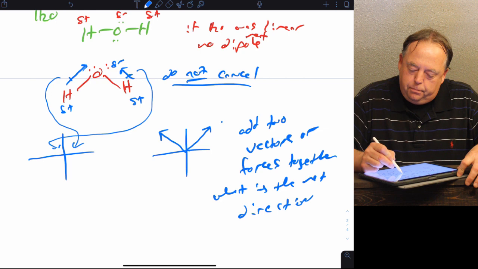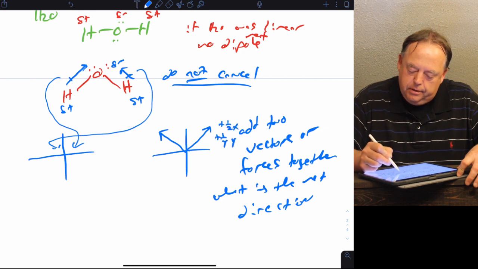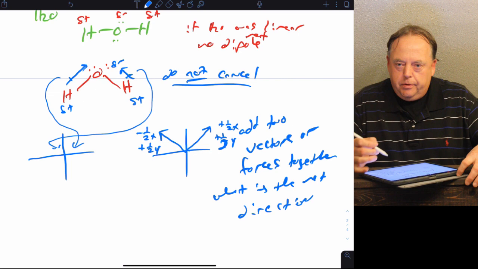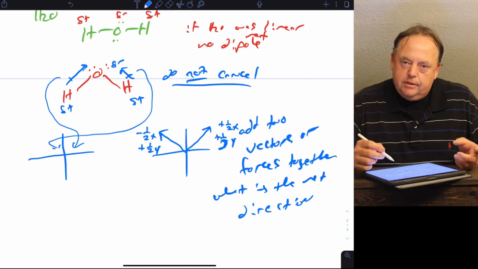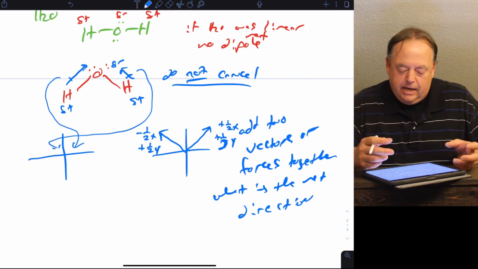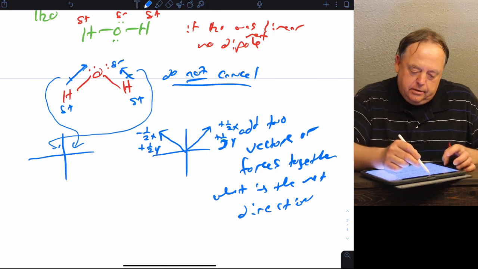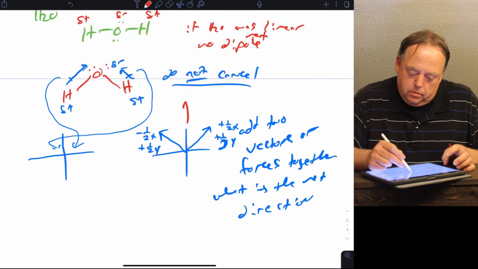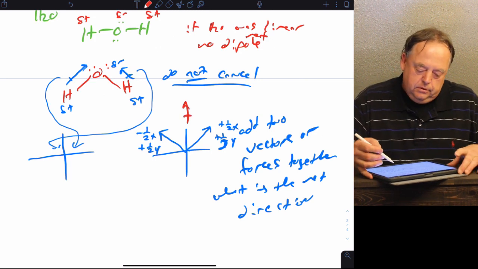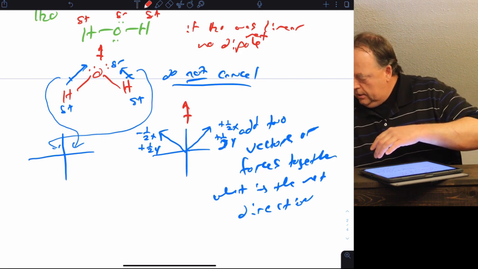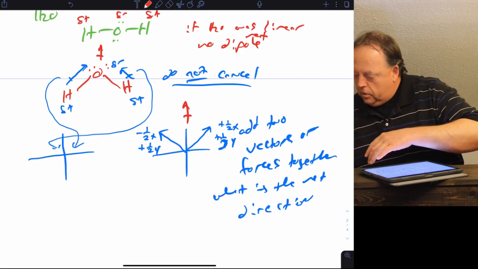So I like to think of it like this. This has a plus 1/2 x component and a plus 1/2 y component. And this has a negative half x component and a positive half y component. So the two x components cancel because one's half positive and one's half negative, but the two y components are both half positive, so they add together. So the net dipole moment would be in that direction. Water has a net dipole moment in that direction, and it has a pretty large dipole moment as well.